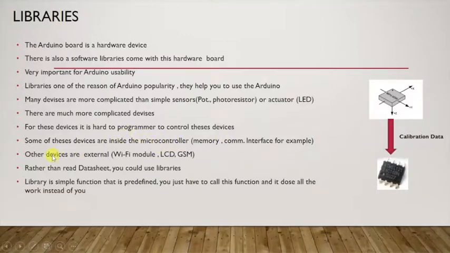There are other complicated devices such as Wi-Fi, LCDs, and, as I said, the temperature humidity sensor. So you just call this library and you work with them. Rather than reading the datasheet, you could just use a library. A library is a simple predefined function. You just have to call this function and it does all the work instead of you. That's the beautiful thing about using the Arduino.